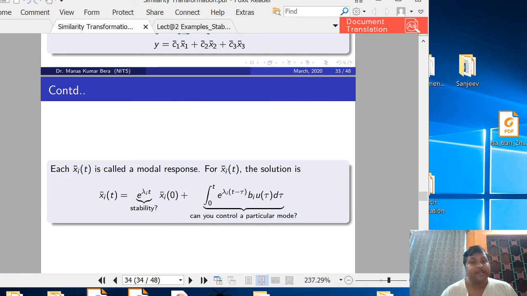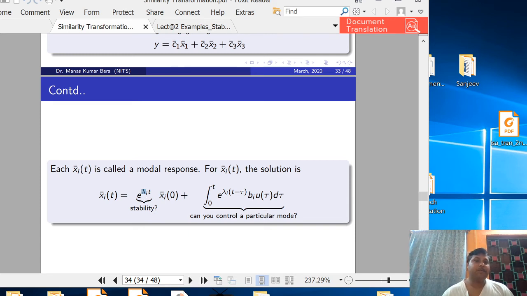And if it is like this, then you can see that the first part, which is due to the initial condition, is also known as the zero input response. From this you can comment about the stability. Stability means whether this particular state is going to diverge or converge. By looking at the sign of lambda i, you can comment. If it is positive, then that particular state is going to diverge, and if it is negative, then that particular state is going to converge. So the stability depends on the sign of this.